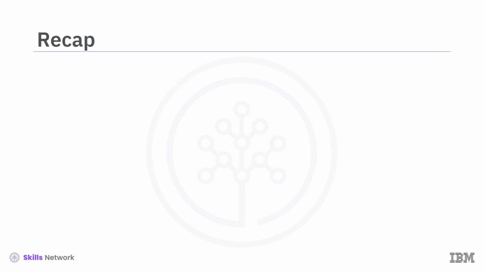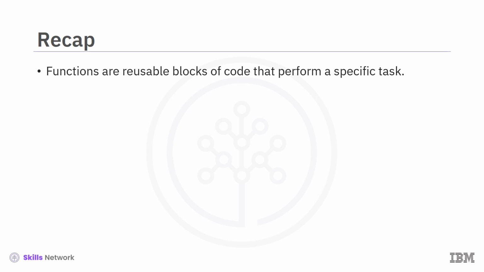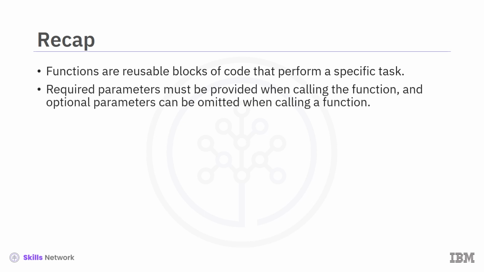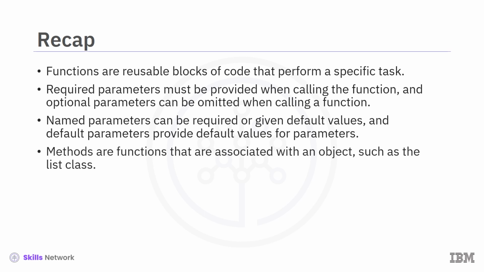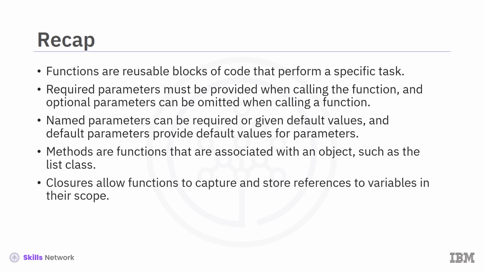In this video, you learned that functions in Dart are reusable blocks of code that perform a specific task. Required parameters must be provided when calling the function, and optional parameters can be omitted. Named parameters can be required or given default values, and default parameters are allowed in Dart to provide default values for parameters. Methods are functions that are associated with an object, such as the List class, which provides methods to interact with the list data. Closures allow functions to capture and store references to variables in their surrounding scope.